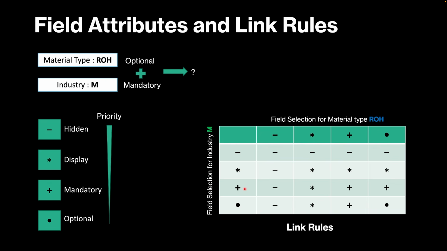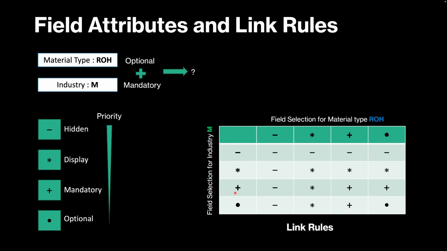Then you have mandatory. If mandatory is combined with hidden, the field will become hidden. Mandatory combined with display, the field will become display. Mandatory combined with mandatory, the field will become mandatory. And if mandatory is combined with optional, the field will become mandatory. Why? Because mandatory has a higher priority than optional.